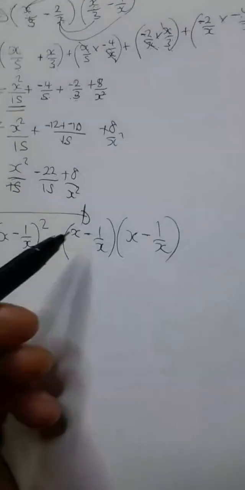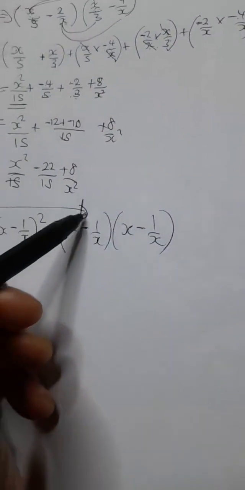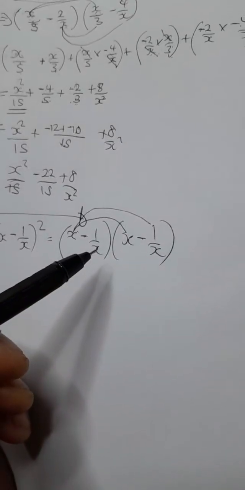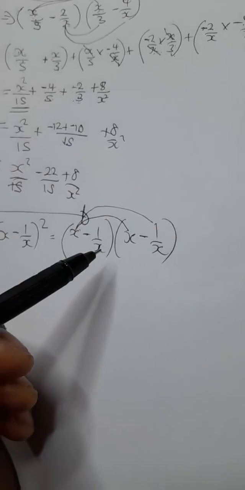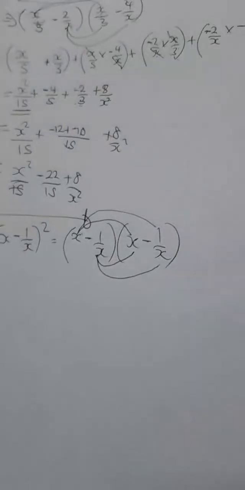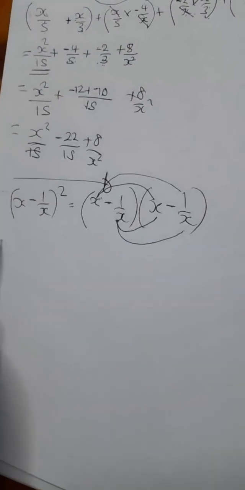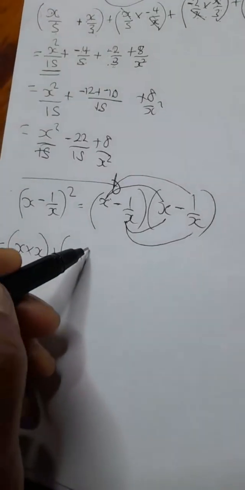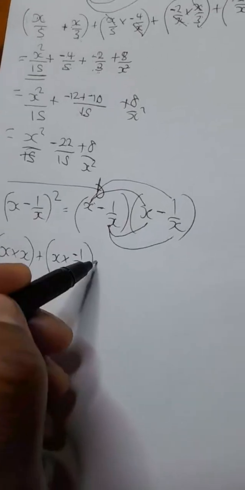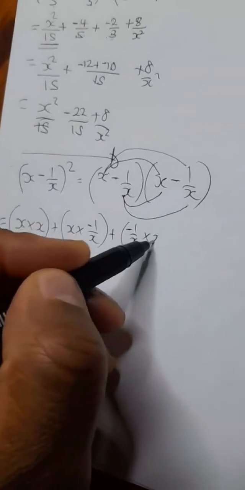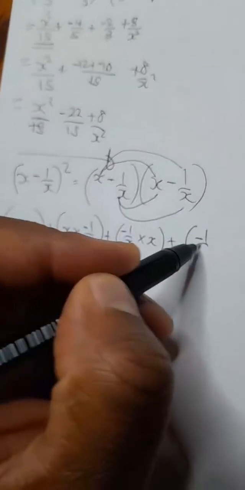Now let's proceed. x has to multiply x and x has to multiply 1 over x. Then 1 over x multiplies x, then 1 over x multiplied by 1 over x. So it's going to be x multiplied by x plus x times minus 1 over x plus minus 1 over x times x plus minus 1 over x times minus 1 over x, like that.